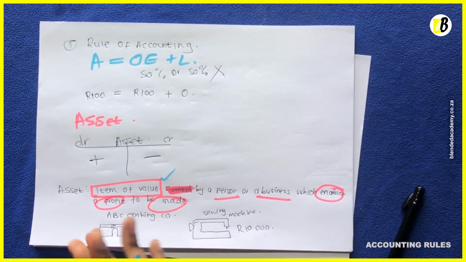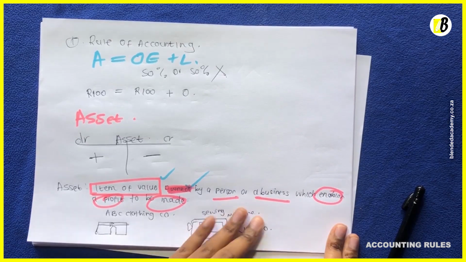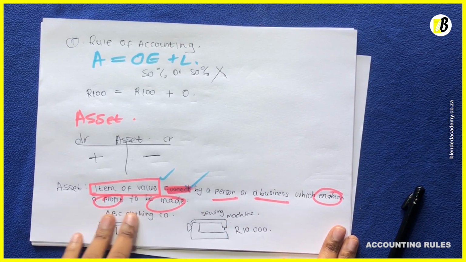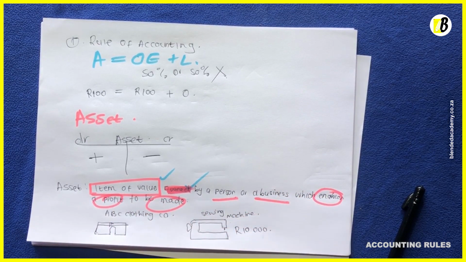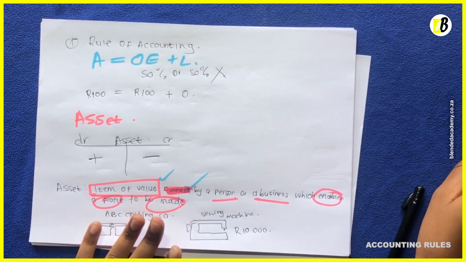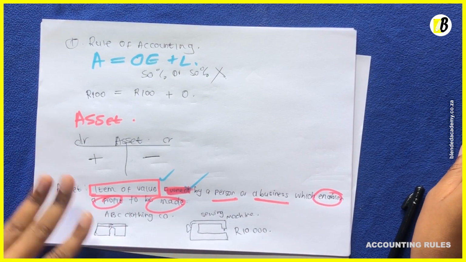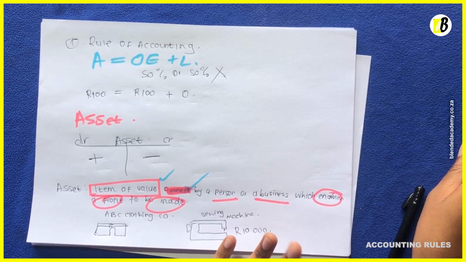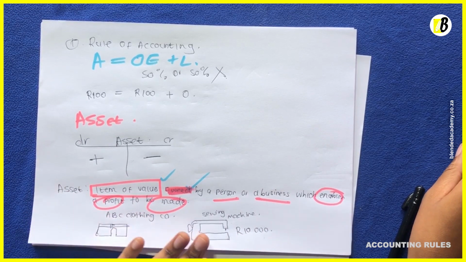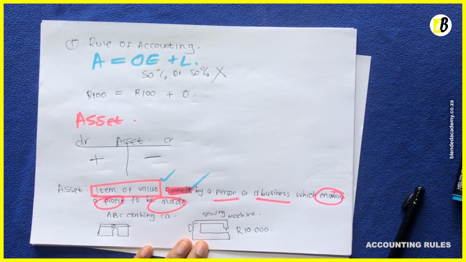Yes, this sewing machine is owned by ABC, which is a business or a person. ABC in this case is a business, and it enables profit to be made. For ABC to make profit, it needs to do the sales of clothing items. So this machine produces those clothing items, which means that this machine is an asset to ABC.